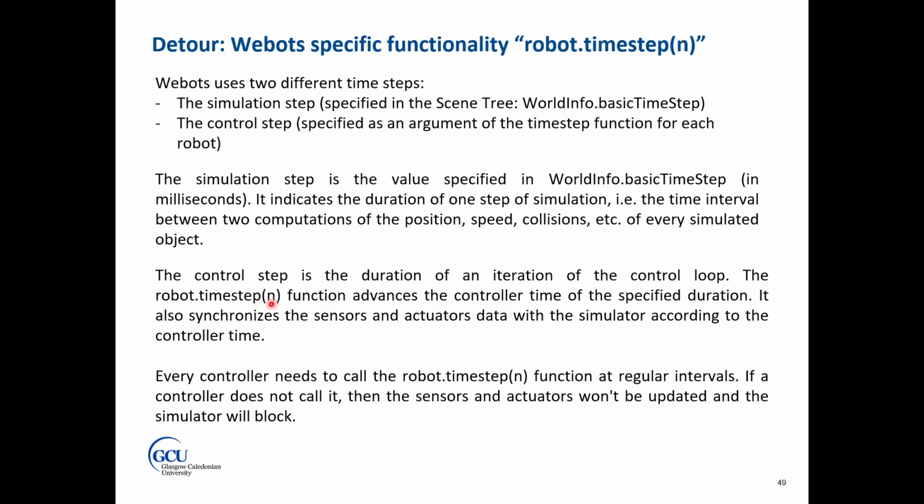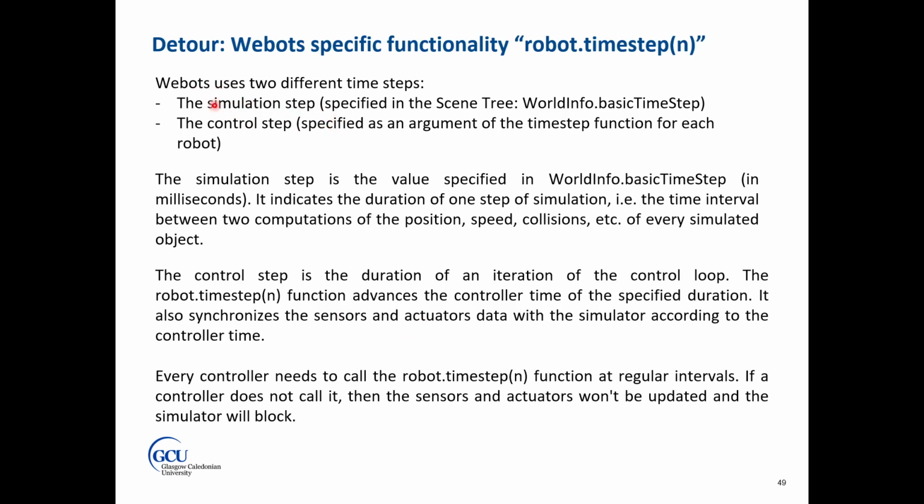Here I'm saying n, but n is actually going to be a number like 16. So for example, if I do something like robot.timestep(16), we are going to advance the simulation of the robot by 16 milliseconds. And then it also synchronizes sensors and actuators data with the simulator according to the controller time. The sensors are receiving data from the world and the actuators are manipulating the world, so we need to synchronize them with the real world.